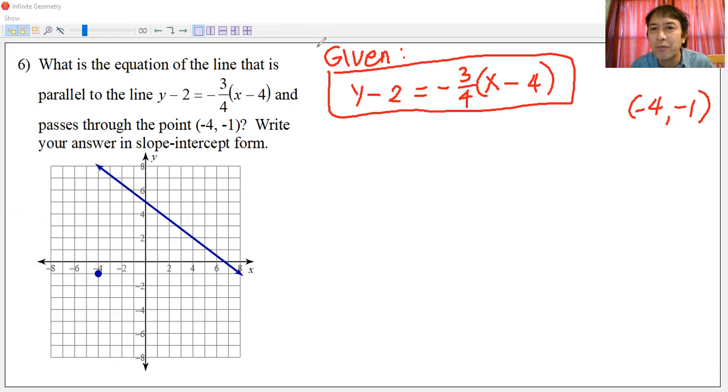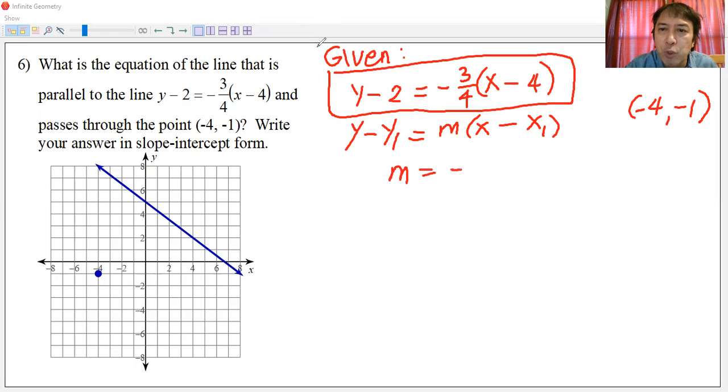Point-slope form. And we can readily see the formula there: y minus y1 equals m times x minus x1. And you can clearly see the slope. It's negative 3/4. So the slope here, by inspection, is negative 3/4. Now, we're asked to get the parallel line to this line.